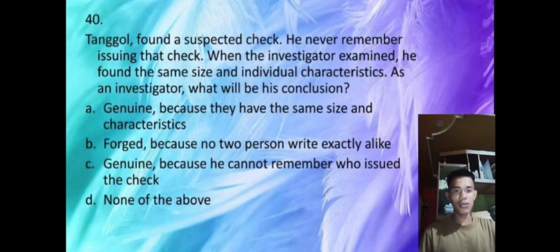Ang letter C, genuine because he cannot remember who issued the check. The inability to remember issuing the check does not prove its authenticity. Ang letter D, none of the above. This option implies that none of the provided conclusions are valid, which is incorrect because the reasoning behind option B offers a reasonable investigation perspective based on handwriting uniqueness.